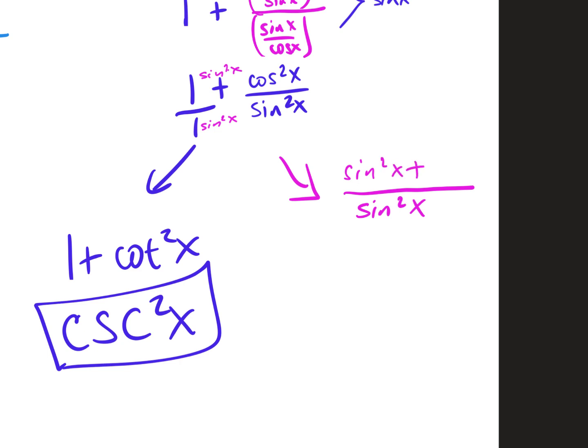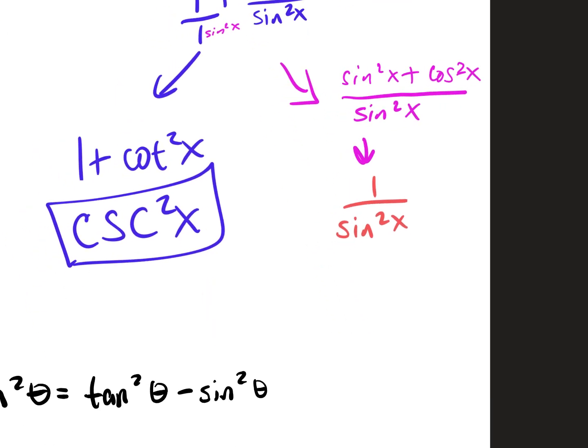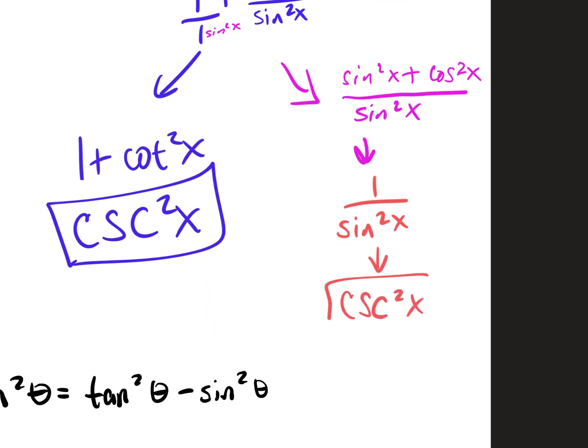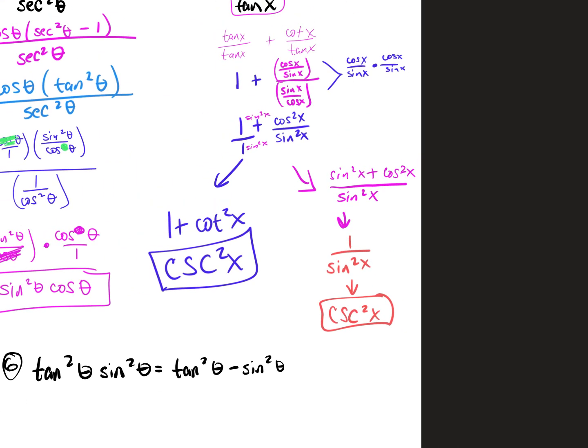Plus, does the cosine squared need the sine squared? No, it's already there. What do you guys notice about the numerator? What's sine squared plus cosine squared? It's just the big number 1 over sine squared. Okay, well, what's 1 over sine squared the same as? Cosecant squared. Did we get the exact same answer? Yes. Go ahead. You can go next.